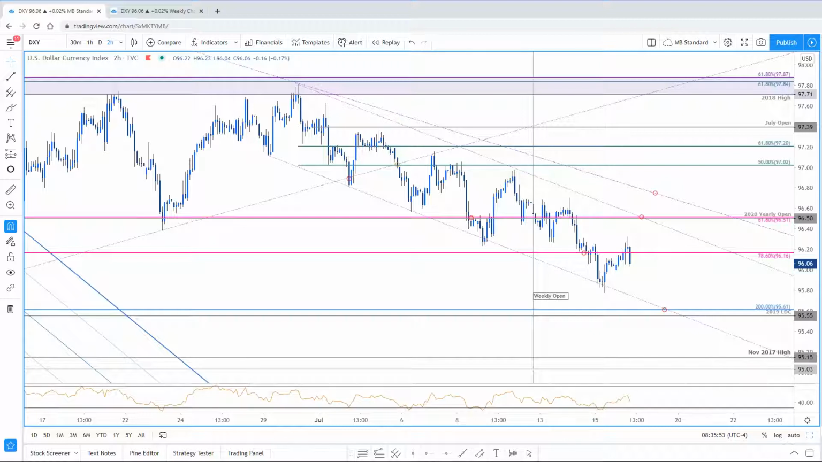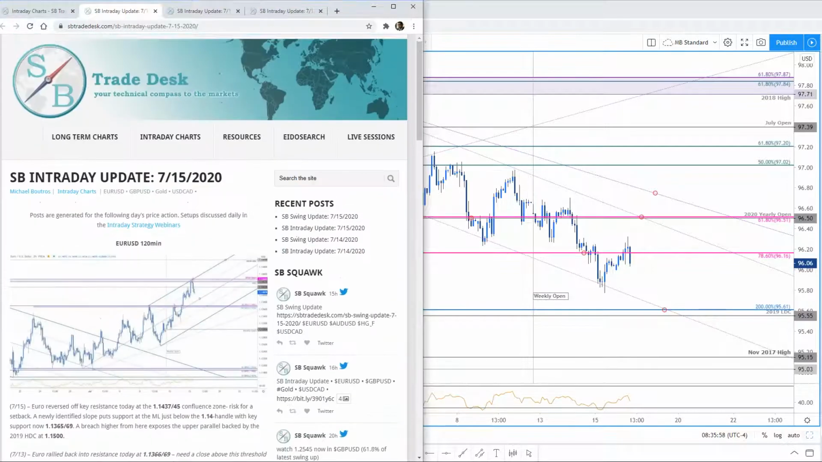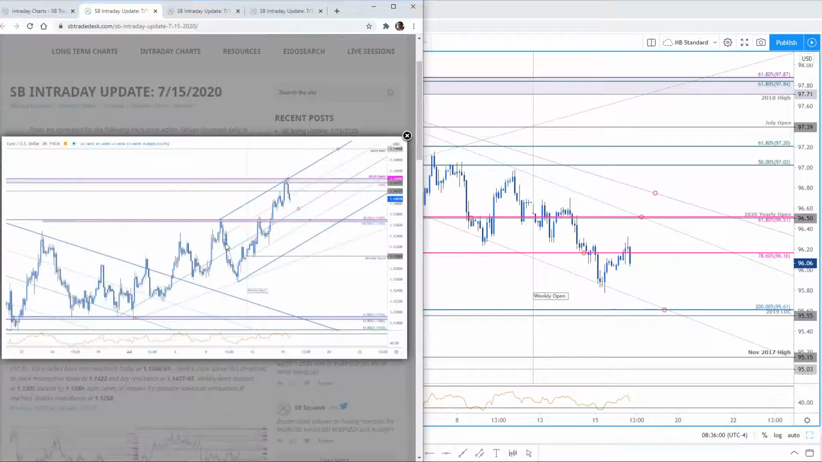Number two, Euro. Here's what Euro looked like last night, and here's what Euro looks like here today. So we came into a big resistance zone. We talked about these levels early in the week. The big level was 1445. We literally peaked just above that and turned yesterday.